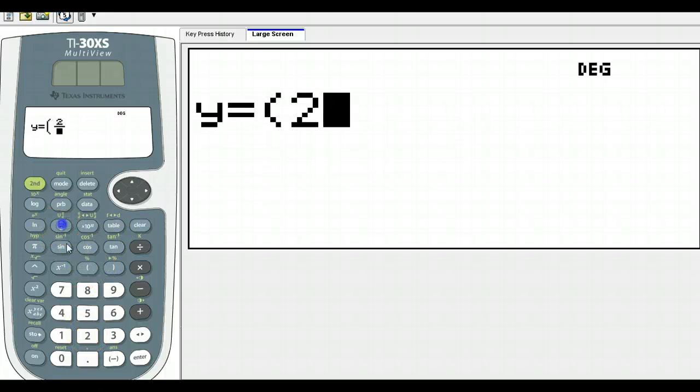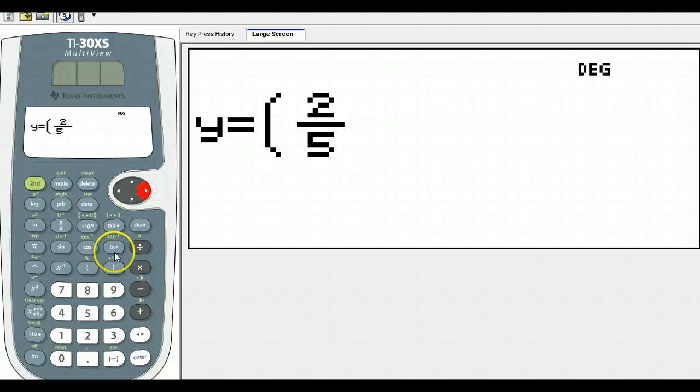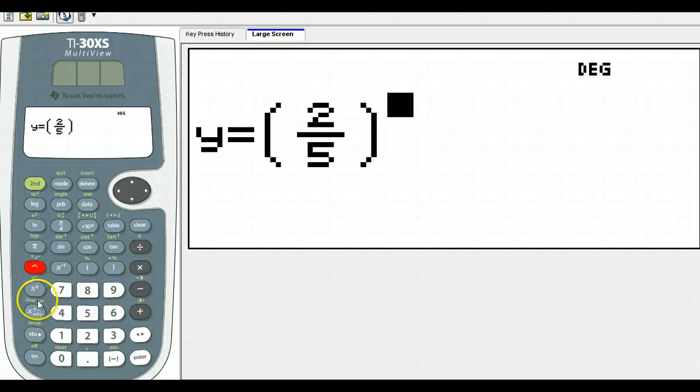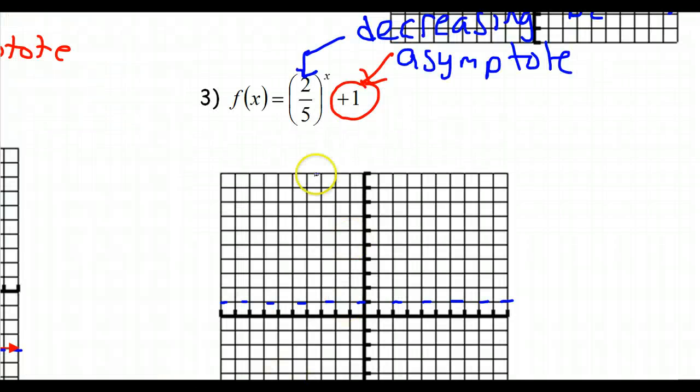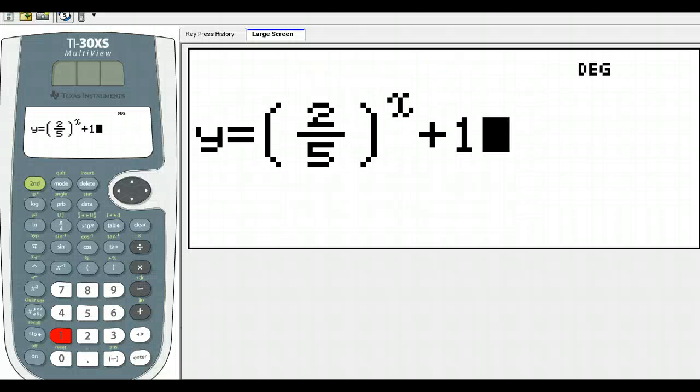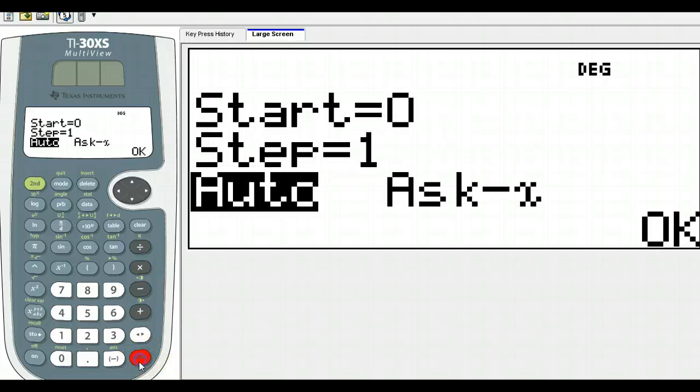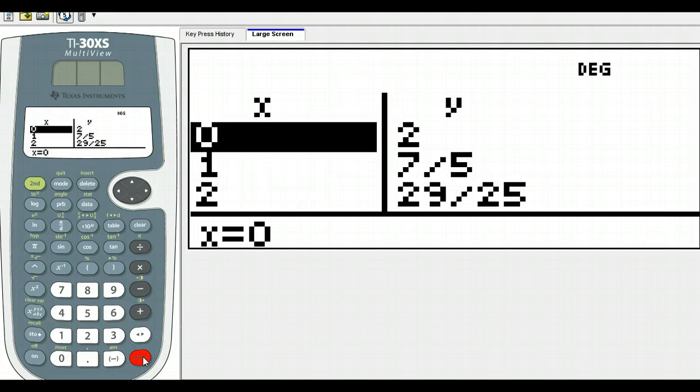Okay, so 2/5 to the x power. Get out of there. Plus 1. Double check: 2/5 to the x power plus 1. Yep, hit enter a few times and see where we stand.